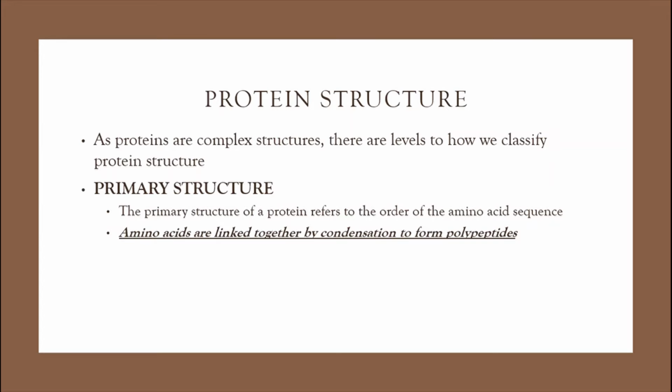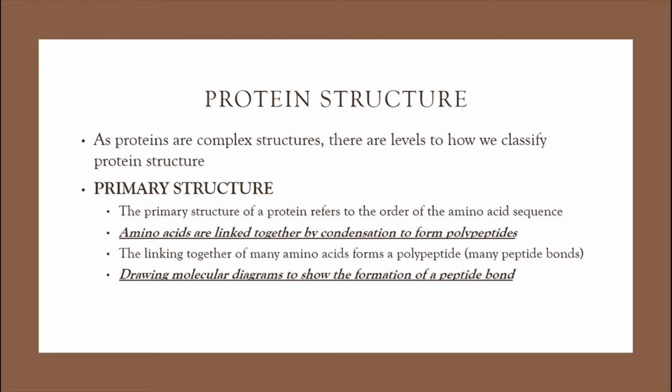So reactions in which things or monomers combine together, and one of the byproducts of that reaction is water, are what we refer to as condensation reactions. And remember, condensation reactions are the main type of anabolic reactions that take place in living organisms. So the linking together of many amino acids is done by condensation reaction. We know it forms a polypeptide. And we need to be able to draw a molecular diagram to show this condensation reaction. So I will show you an example.